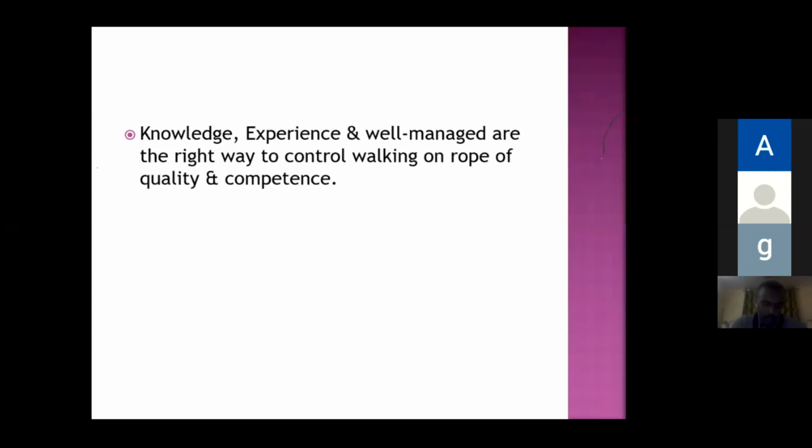Here we need good management. This will come with knowledge and experience. We have to learn, we have to work. If you work more and learn more, you will find a way to control this, because we are all looking for quality and competence.